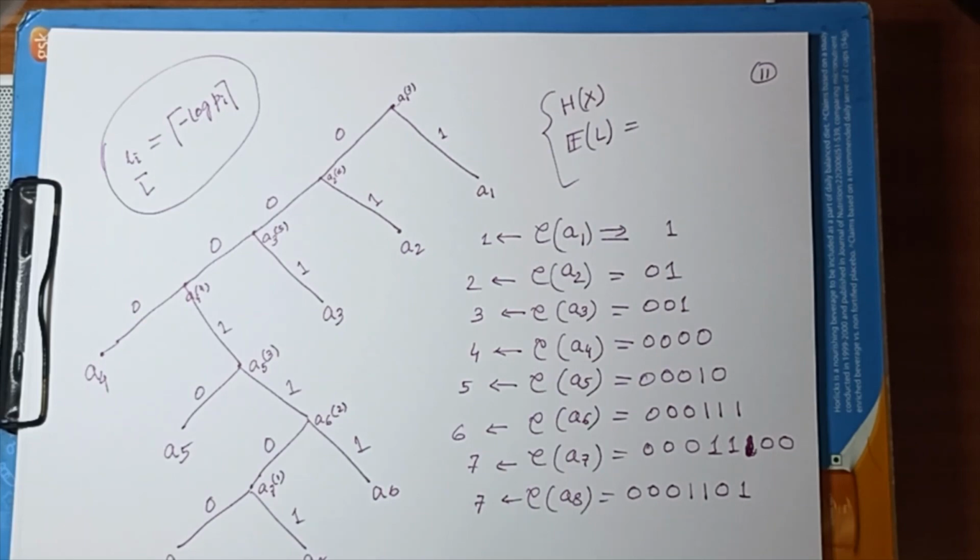So for that we need some more information theory. So we'll start with asymptotic equipartition theory. Okay. So till then, bye.